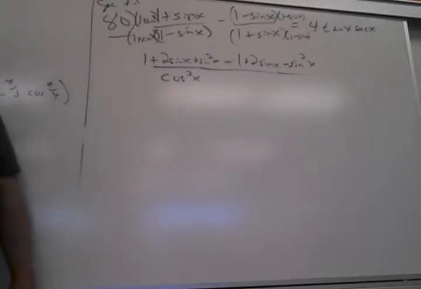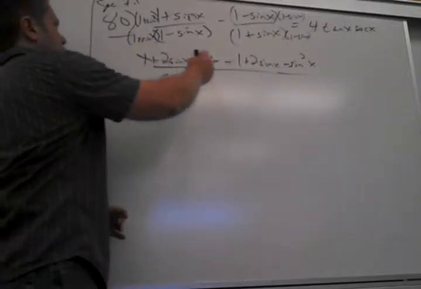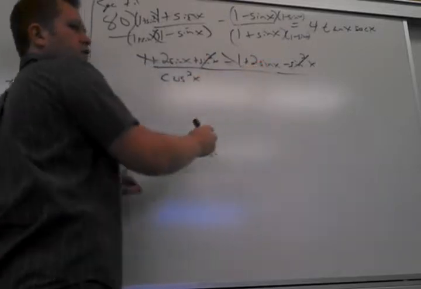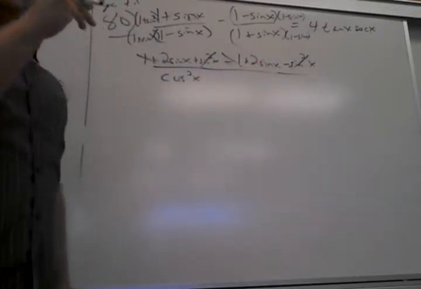So where do you go from there? Start canceling. So what goes away? The ones cancel. The sine squareds cancel. So there's just 4 sine x, which looks good because I got my 4.